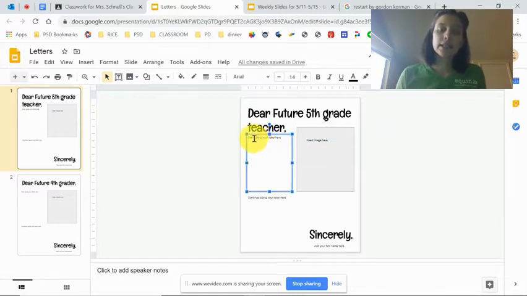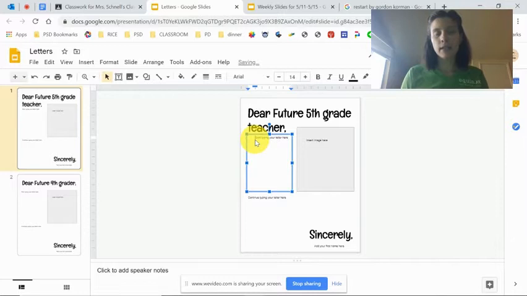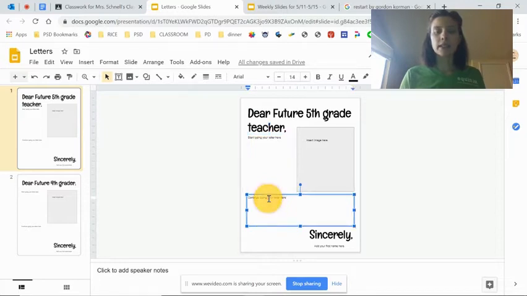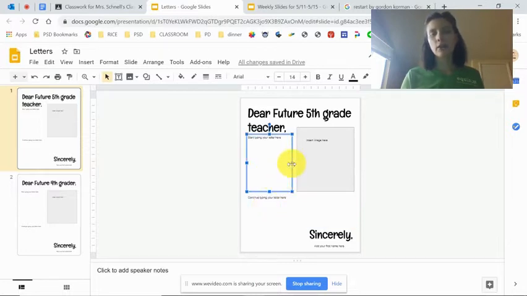You're going to start typing your letter here. Now remember, you need to indent by hitting tab, okay? So start your letter here. Now, the reason why it's kind of broken up here is because these are 2 separate text boxes. And it's so that if this got too big, it would go over into your image. And I didn't want to do that.